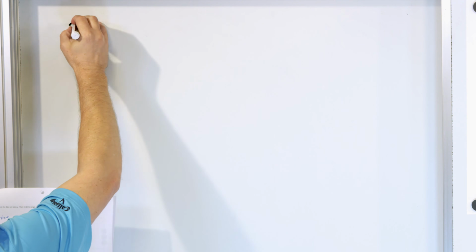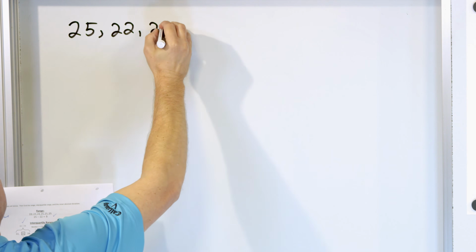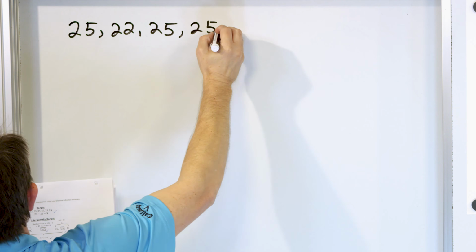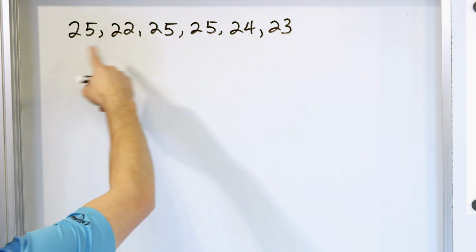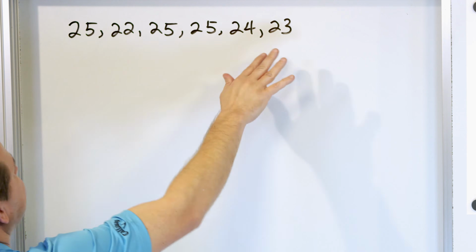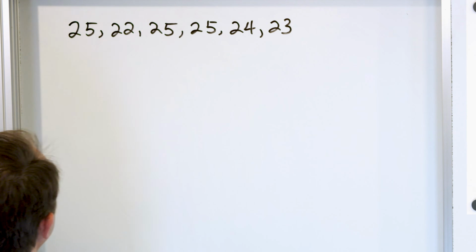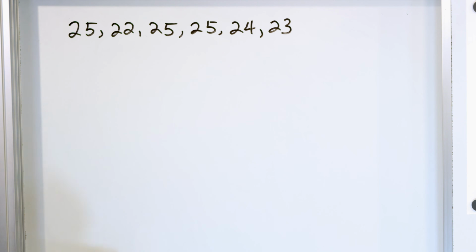All right, let's take a look at our next set of data. We have the numbers 25 and 22, another 25, 25, 24, and 23. These are the survey results among pilots at the age they first learned to fly an airplane. Okay, so let's first work on calculating the range of this data.